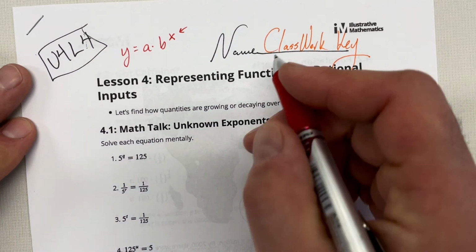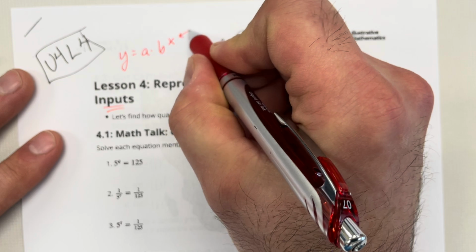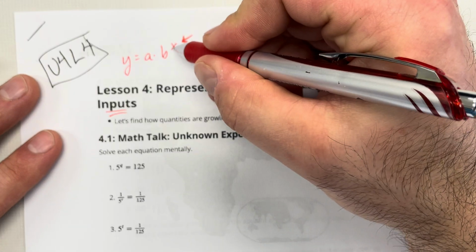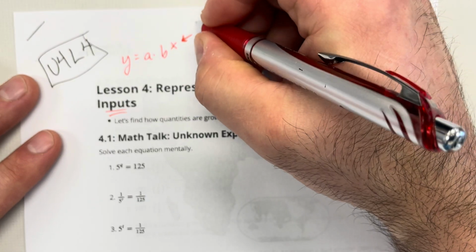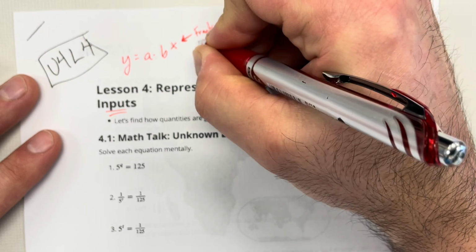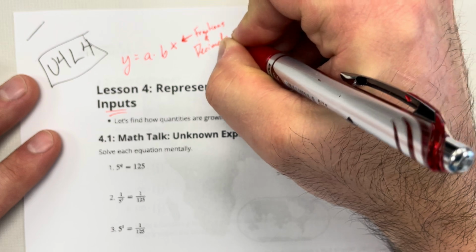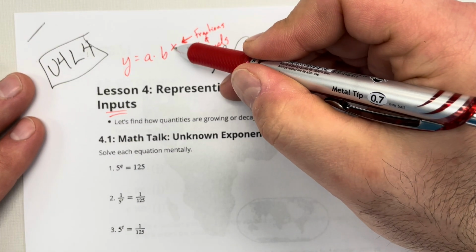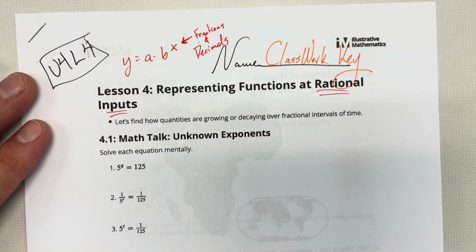Okay, so part of the title here says rational inputs. That means imagine that this is not just a whole number, but a rational number. That's numbers that are fractions and decimals. We saw that in the previous lesson, where we could have a fraction of a decade or a fraction of a week. We're going to take that even further now.